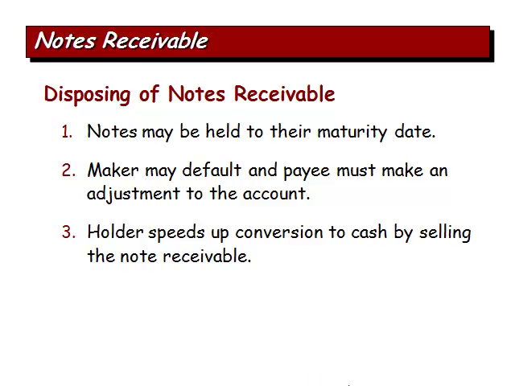We can get rid of notes, interestingly, in a variety of ways. One, you can hold it to maturity date and have the maker pay you off. Second choice here is the maker may default, and the payee must make an adjustment to the account, write it off or write part of it off. And then we can also sell the note. It's not unusual to sell notes to banks.